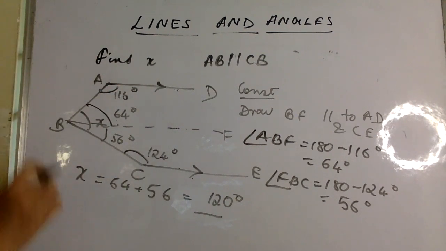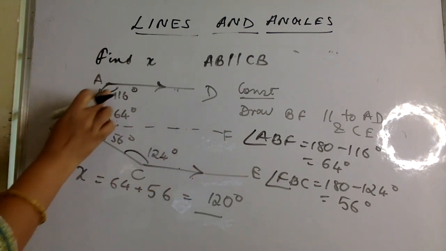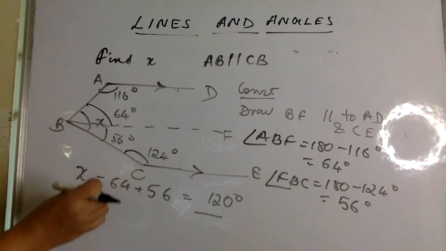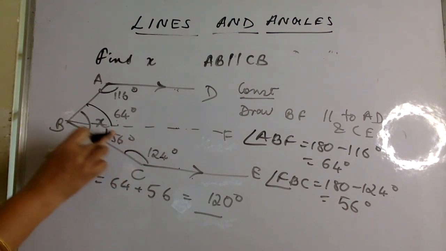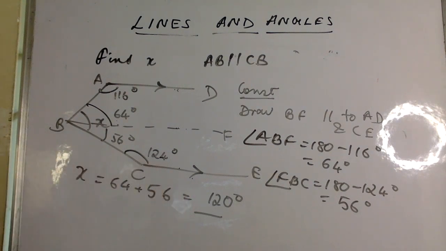Note what we used. These two formed a co-interior pair, so with the help of this line, we made it co-interior. And these two again formed a co-interior pair, so we subtracted 124 from 180 and got 56. 56 plus 64 is 120.